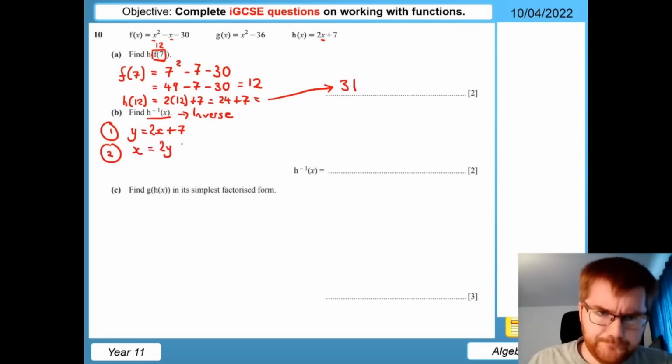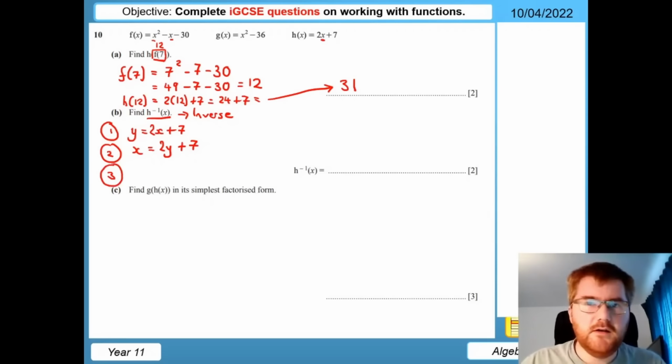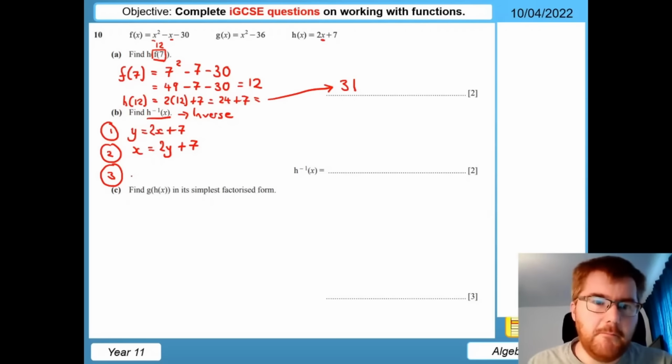And remember that third step, give yourself 5 seconds to think about it. What was that step? That's it. We're going to make y the subject.